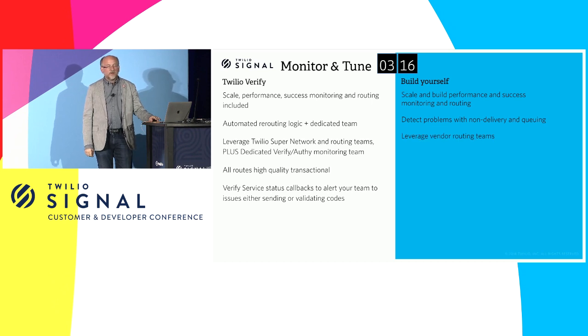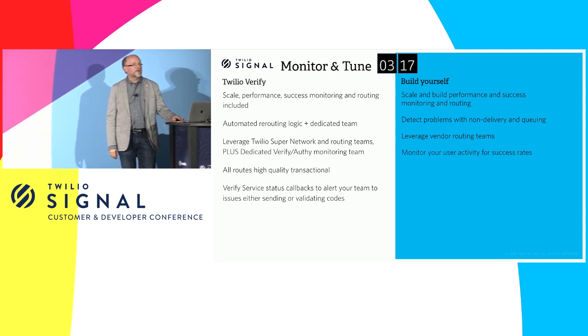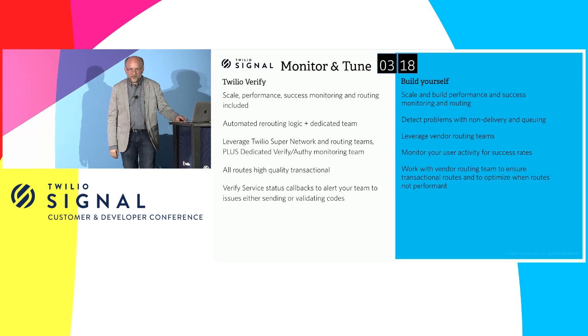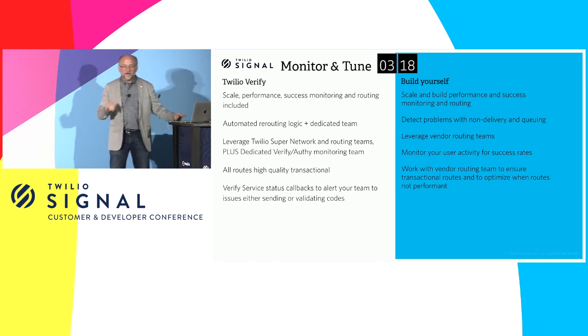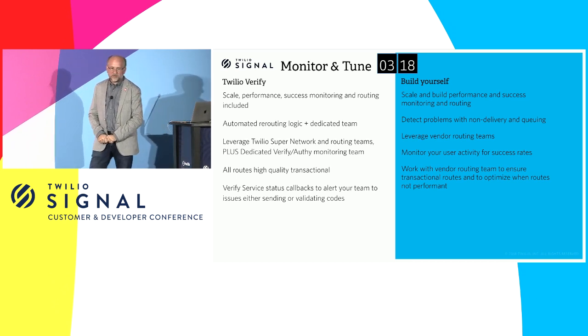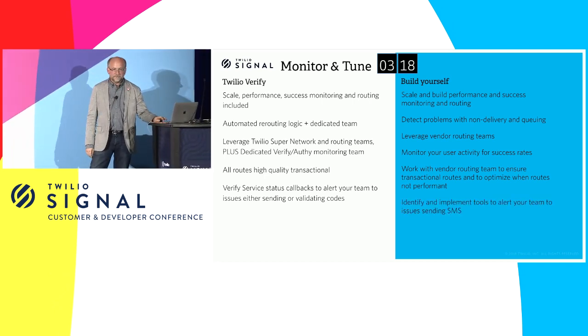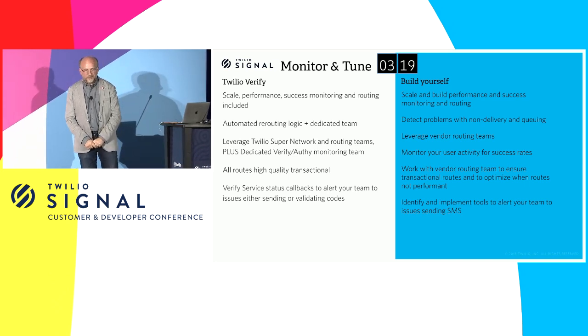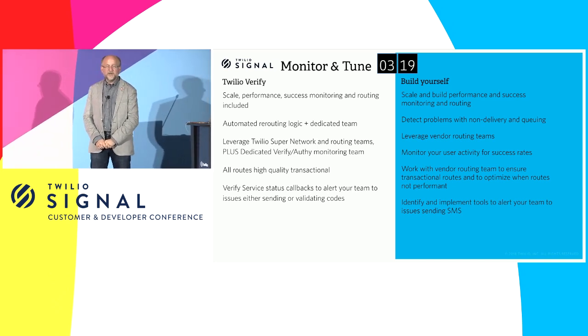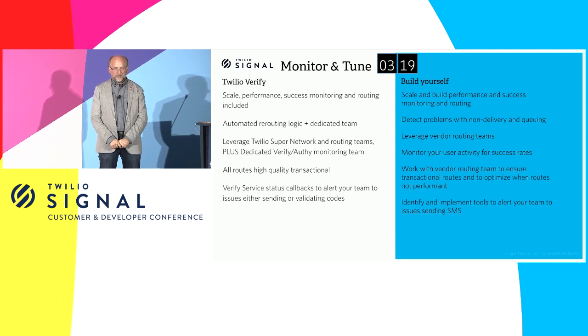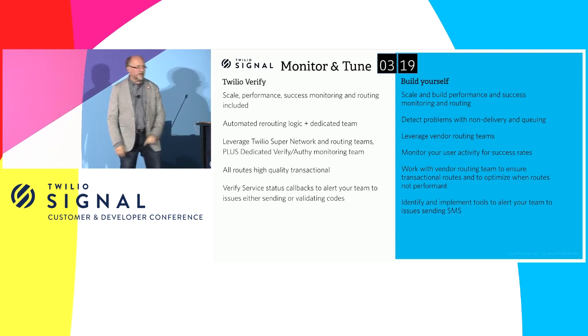You're going to want to make sure that the vendor you choose has a great set of routing teams and that you build those relationships. Monitor your user activity for success rates and work with the vendor routing team to ensure that you get as much of those transactional routes as you can and to optimize when the routes aren't performing. And then finally, you're going to need to identify what tools are available and implement tools to make sure that you can alert your team when there are issues sending SMS.